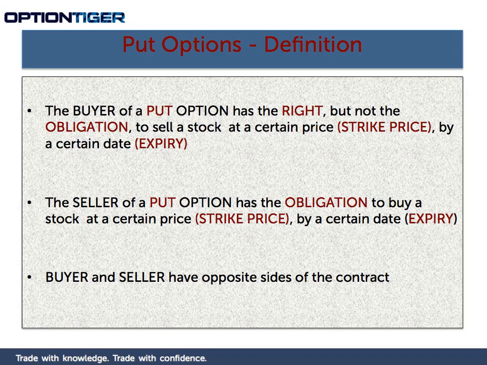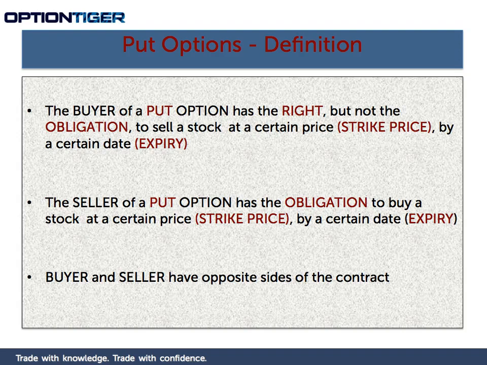Let's now define a put option in its formal definition. The buyer of a put option has the right but not the obligation to sell a stock at a certain price called the strike price by a certain date called the expiry date. So now this definition should sound very familiar to the call option. It's very similar except for a change in one word, and that change is the word sell.